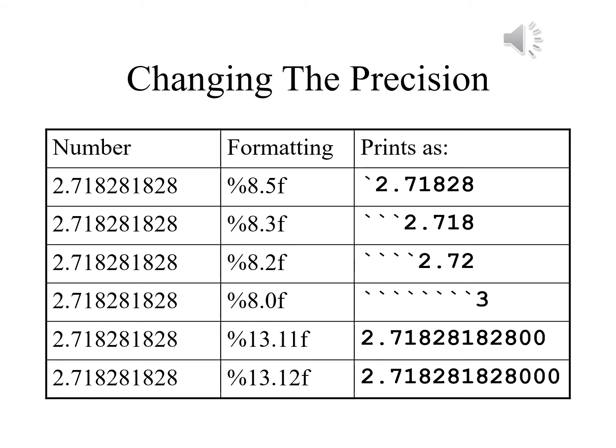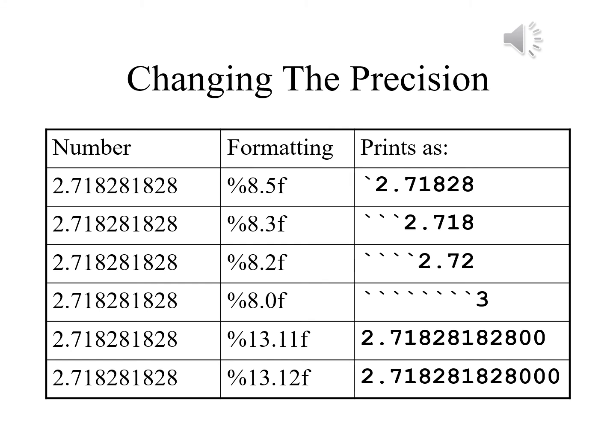Now, let's take a look at %8.3f. 3 decimal places, which means it's rounded off to 2.718. 3 decimal places, and the decimal point is 4. The 2 at the front makes it 5 spaces, and that means I have 3 blanks up front.